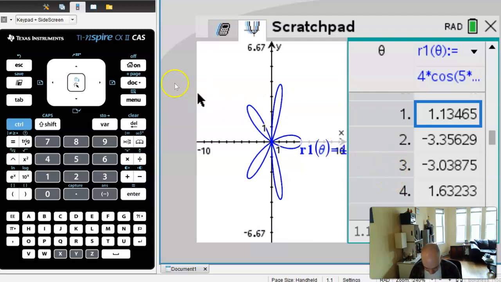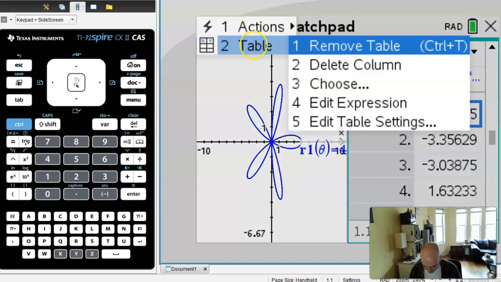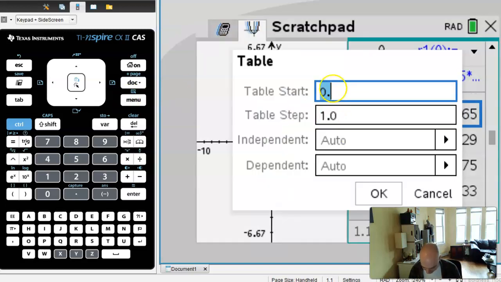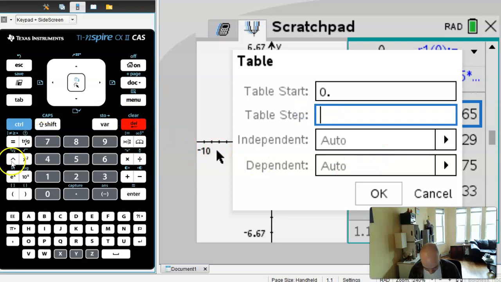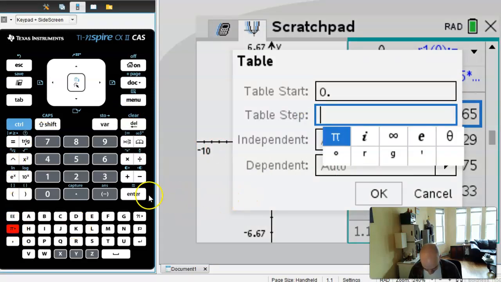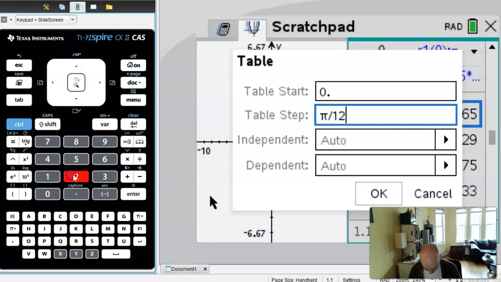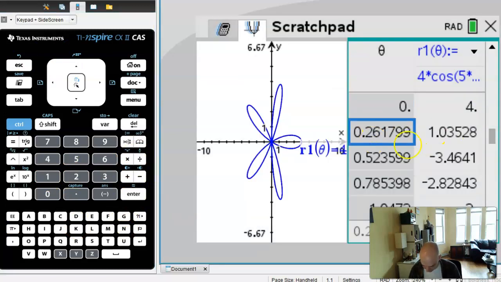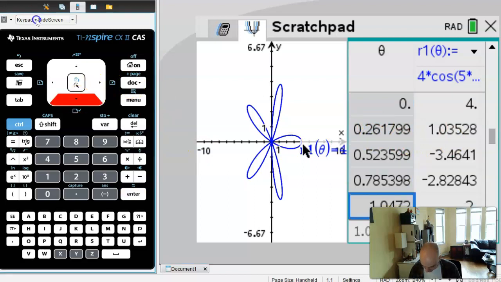So we have to go to our menu, Table, and Edit Table Settings. It's buried. There's not a soft key, a special button for this delta table like there is in the 84. So you go to Menu, Table, Table Settings. And you can do your table start, and you can do your table step. So you can delete that out and do pi over 12.